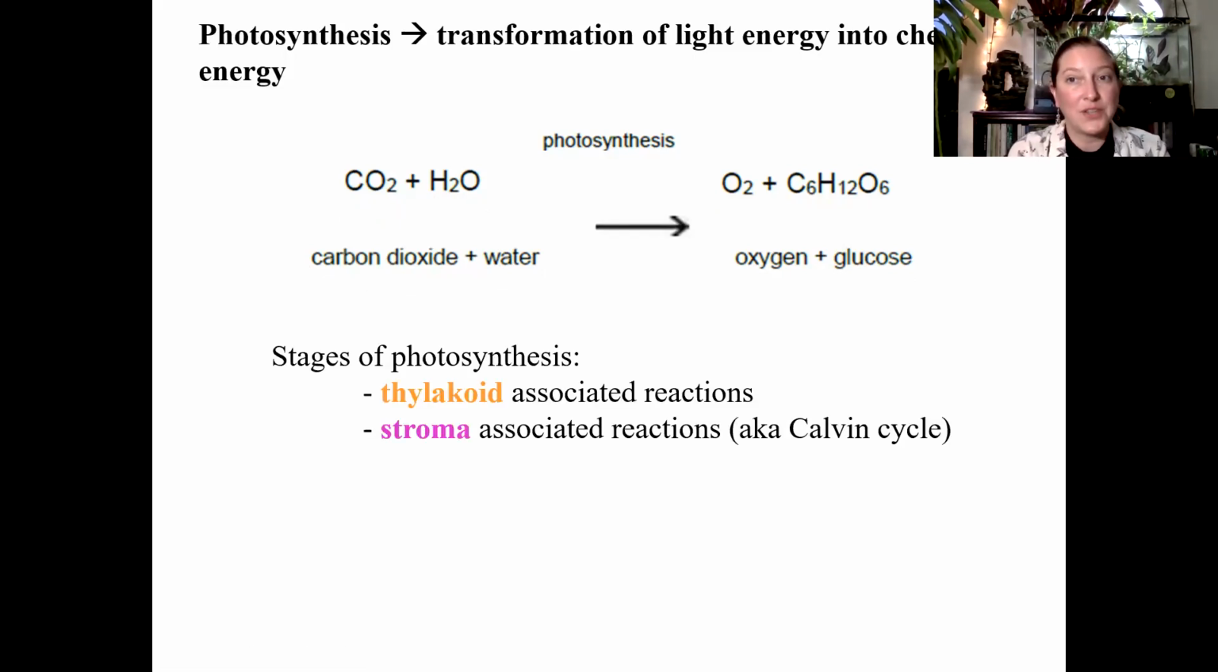As I mentioned, there are two stages of photosynthesis that you should know. One occurs in the thylakoid and one occurs in the stroma. The one that occurs in the thylakoid is called the thylakoid-associated reactions, and the one that occurs in the stroma is called the stroma-associated reactions. In each stage there's going to be a series of chemical reactions. Another name for the stroma-associated reactions is the Calvin cycle.